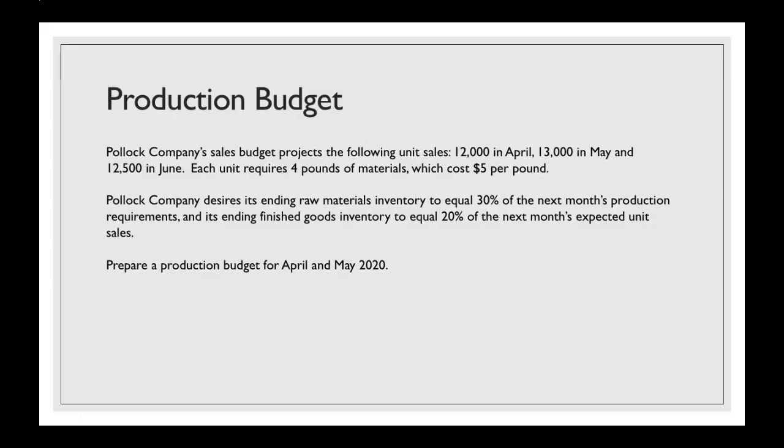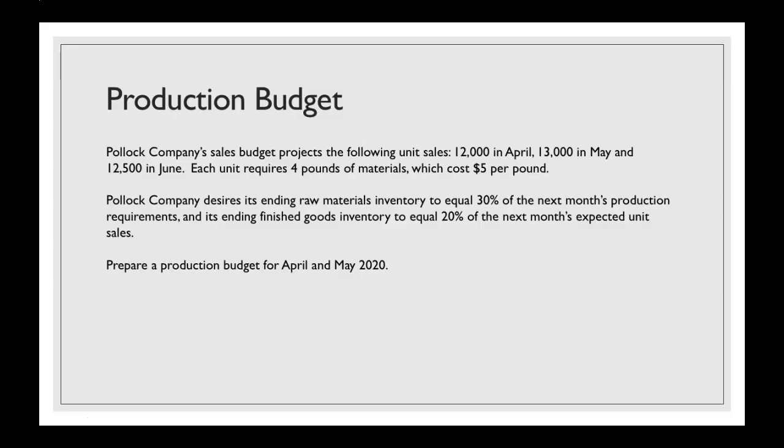Pollock Company desires its ending raw materials inventory to equal 30% of the next month's production requirements, and its ending finished goods inventory to equal 20% of the next month's expected unit sales. So we need to prepare a production budget for April and May of 2020.